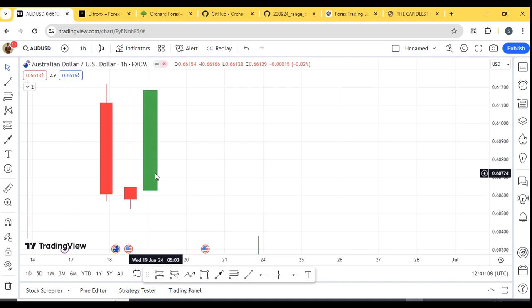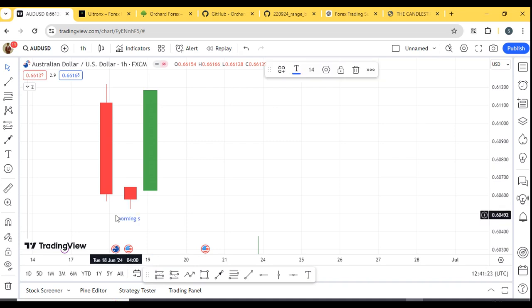Why here must be what? A bullish candlestick. So that is how it is being represented. So I would note it down as the morning star candlestick. We can also call this a candlestick pattern.